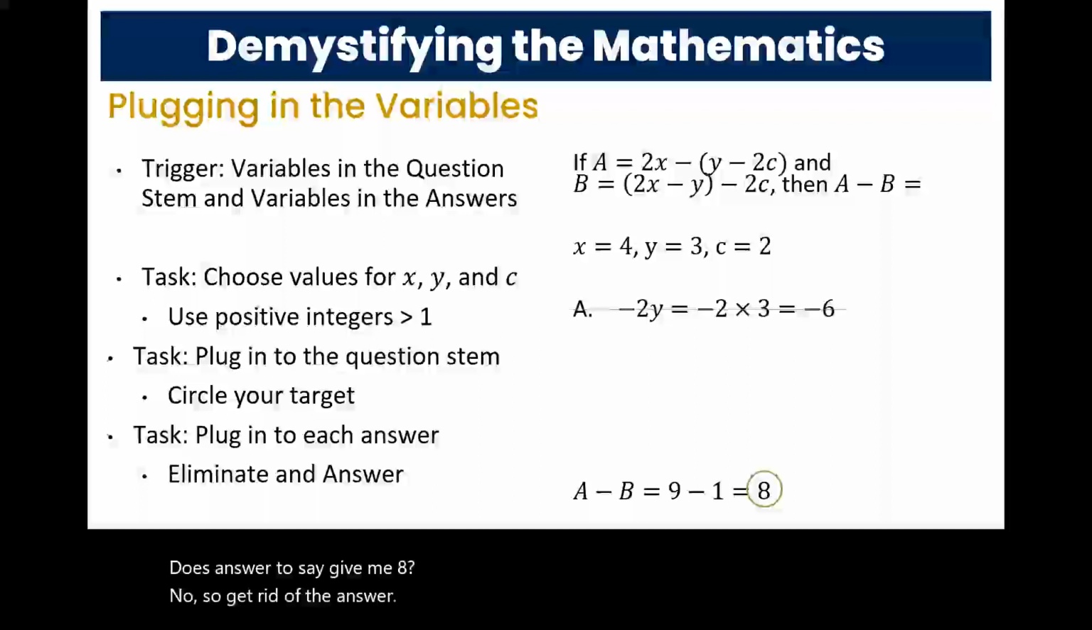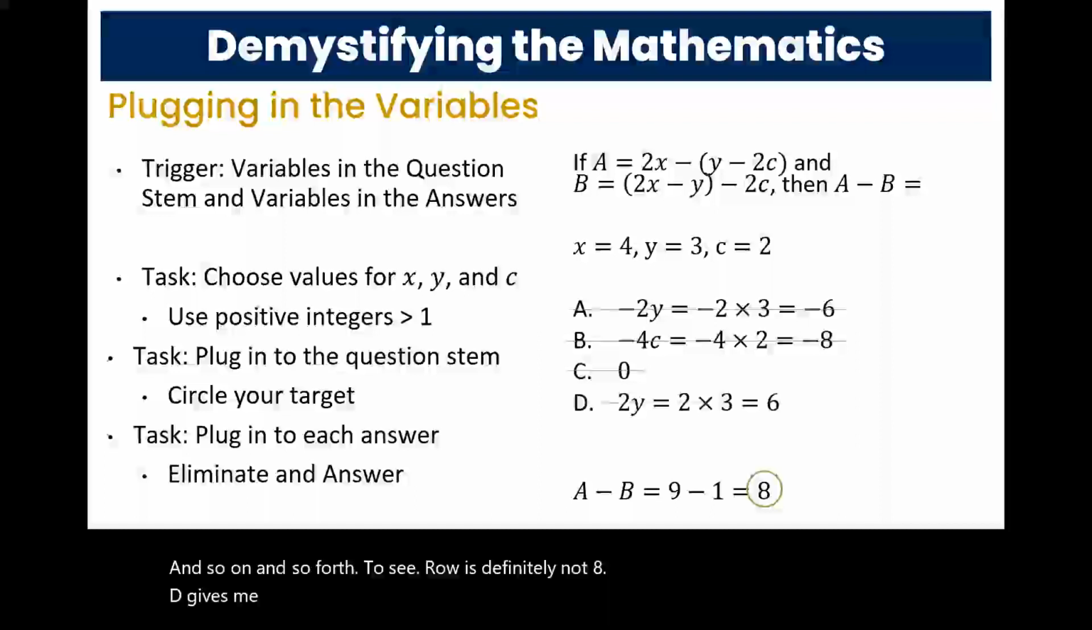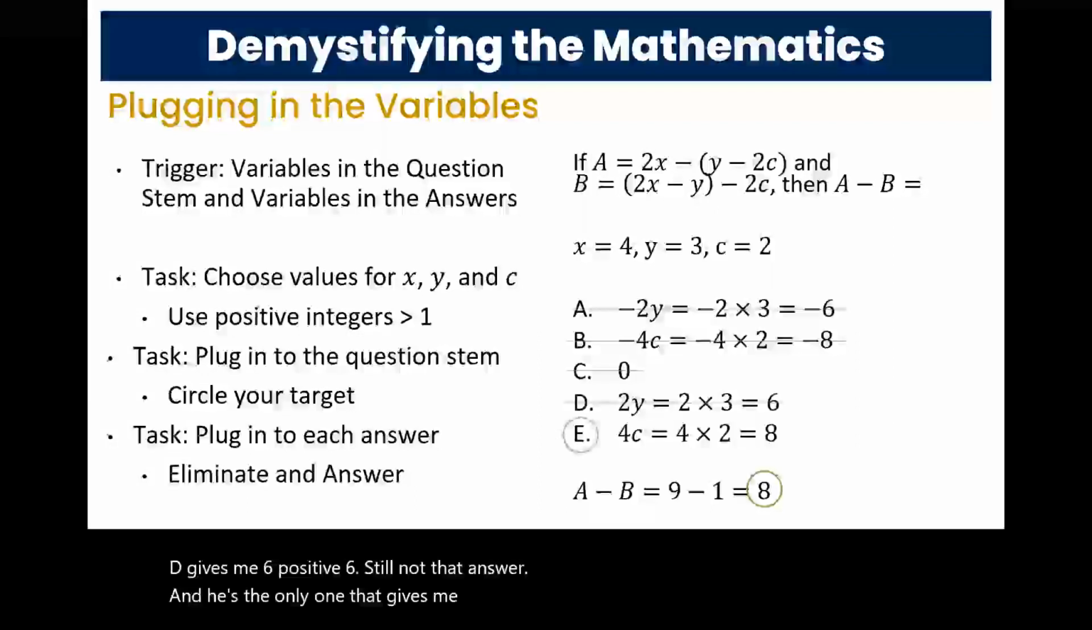Does answer choice B give me 8? Nope. Just get rid of the answer. And so on and so forth. The 0 is definitely not 8. D gives me positive 6, still not that answer. And E is the only one that gives me 8, and therefore that must be my correct answer.